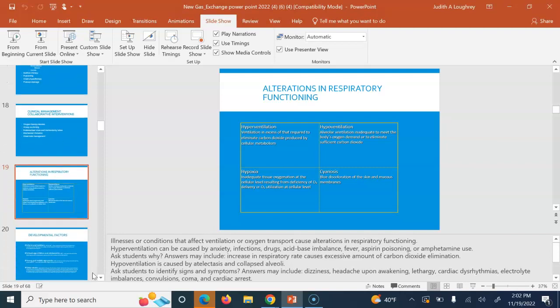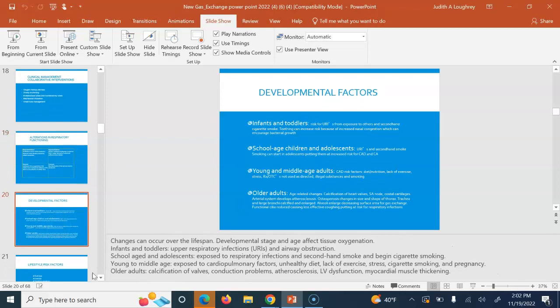So again, we're back to developmental factors for some of these alterations in respiratory functioning. We see infants and toddlers are high risk, and they're at risk for upper respiratory infections from exposures to others and secondhand cigarette smoke. Teething can cause an increased risk for URIs because of increased nasal congestion, which basically encourages bacterial growth.